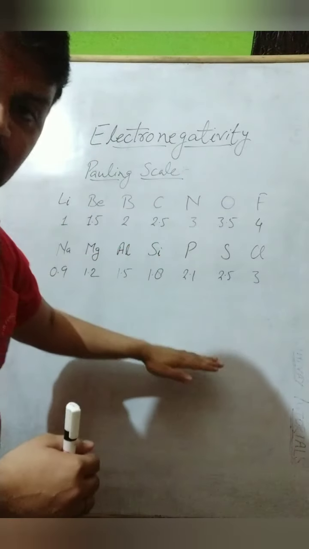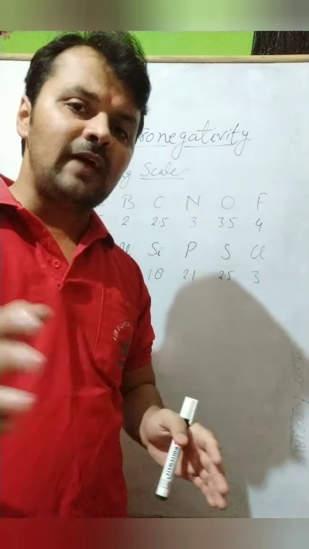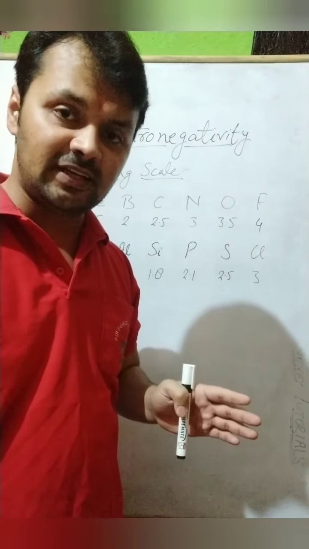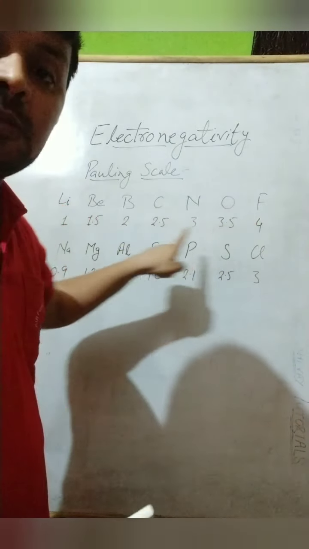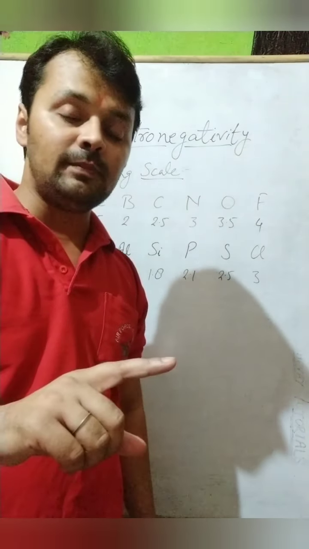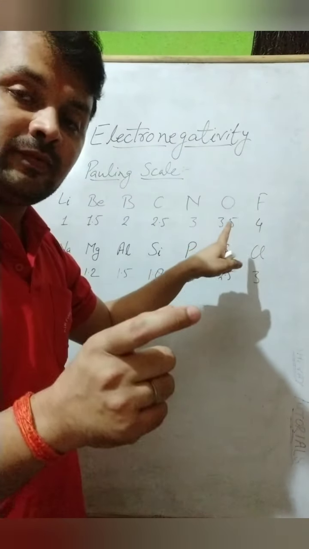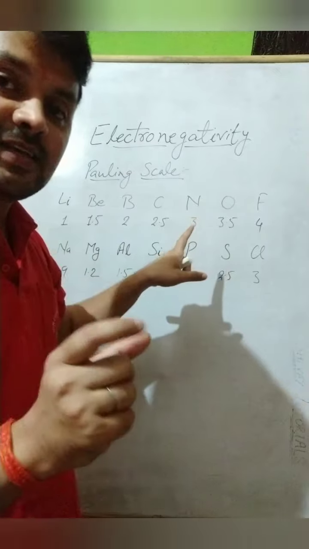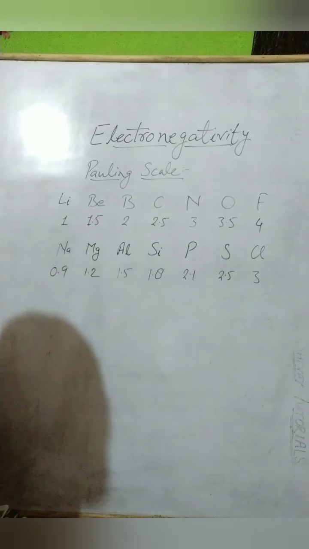After these groups, if you go to the fourth or fifth period, the values do not change so drastically. Why does it happen? Because of the smaller size of the second period elements. As we discussed in the electron gain enthalpy part also, the second period elements show anomalous behavior because of their extremely small sizes. So you can understand this by this example.